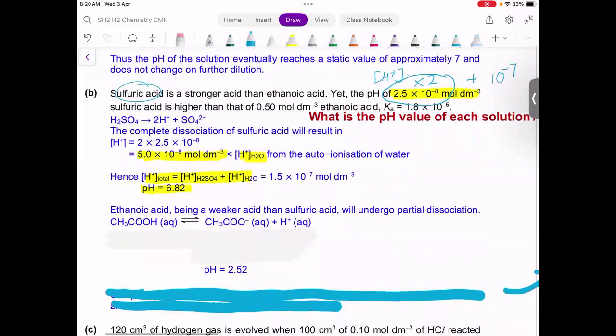So do you know how to calculate this value? This one should be able to do so, right? I won't show you the working. You go and calculate.